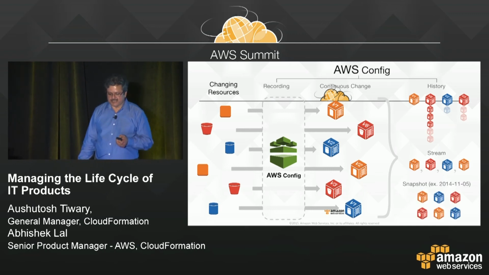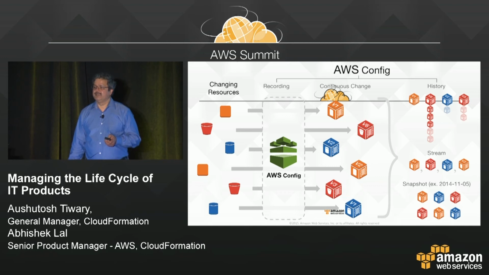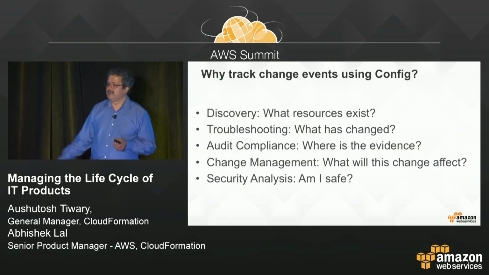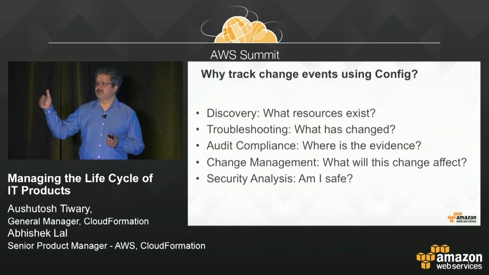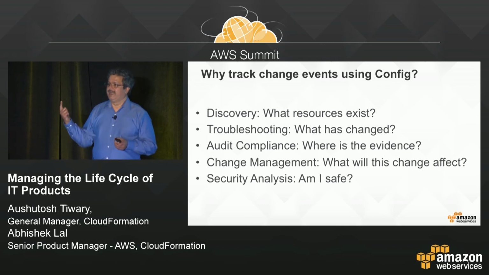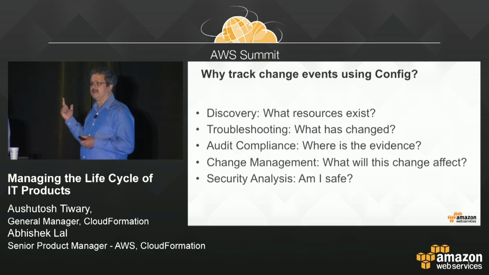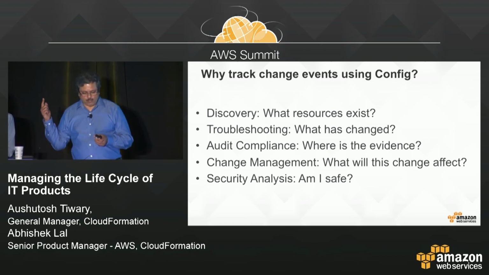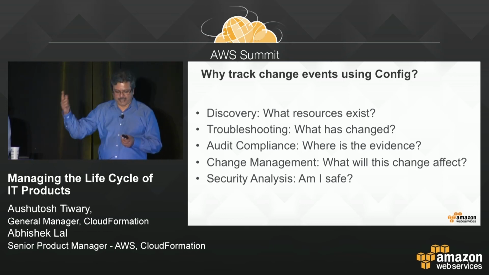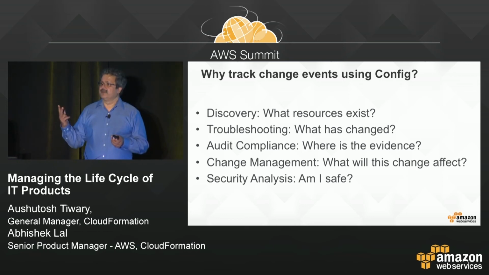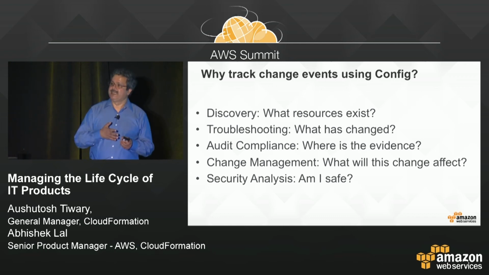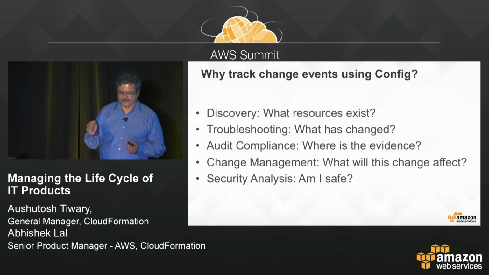So what are the key use cases that are solved by AWS Config? The first one is it lets you understand what resources you have in your account. It lets you discover them. Second, anytime something goes wrong, the first question that people ask is, what has changed? It lets you answer that question. Third, if something goes wrong, what is the evidence that that was the change that caused this? So you can go back and look at history to determine that.